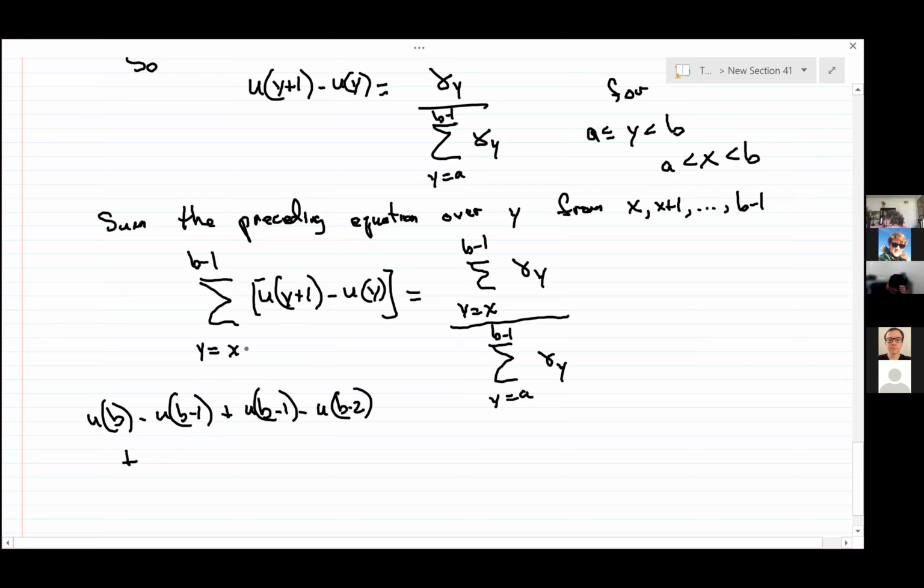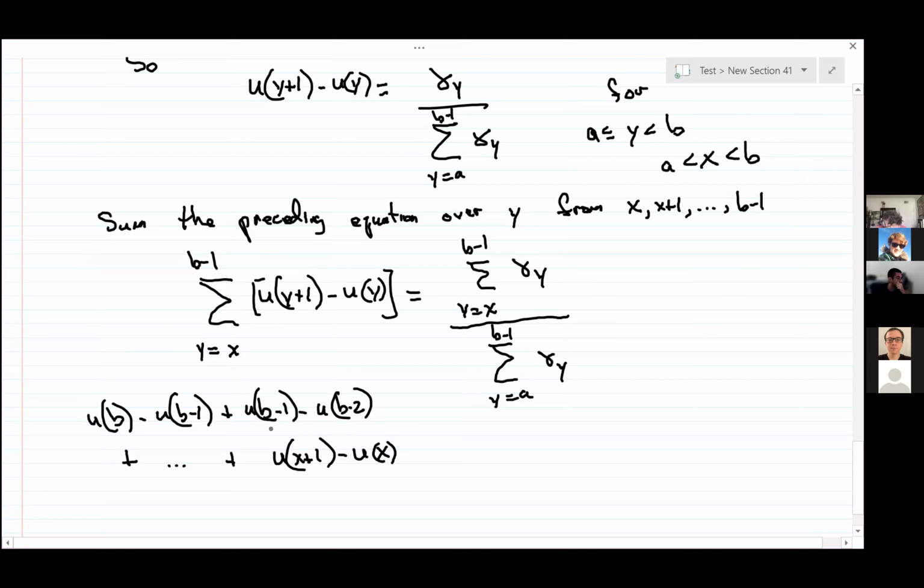Where's the end of the line? The end of the line occurs when y equals x. So when you put in x here, you'll get the terms, and then the last one will be u of x plus 1 minus ux.